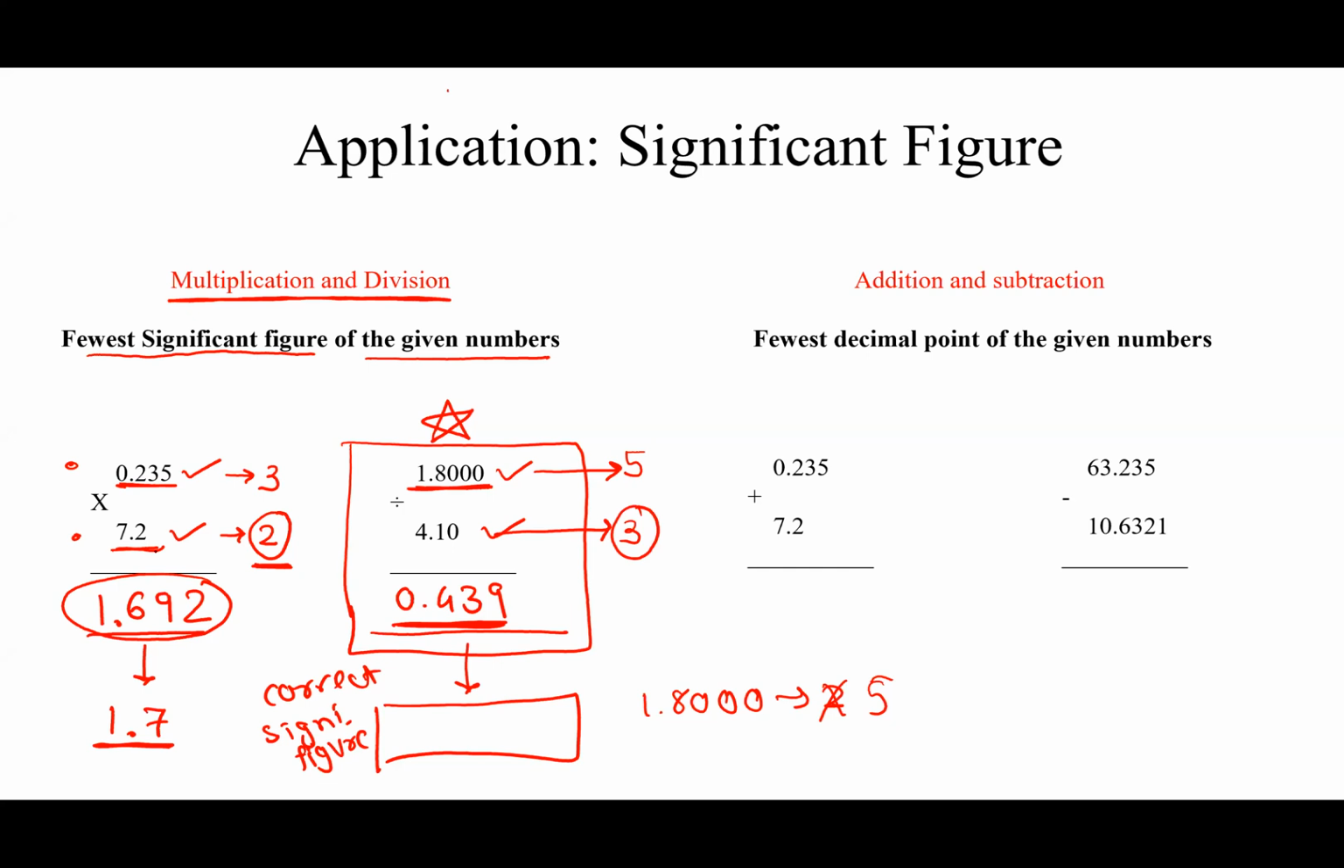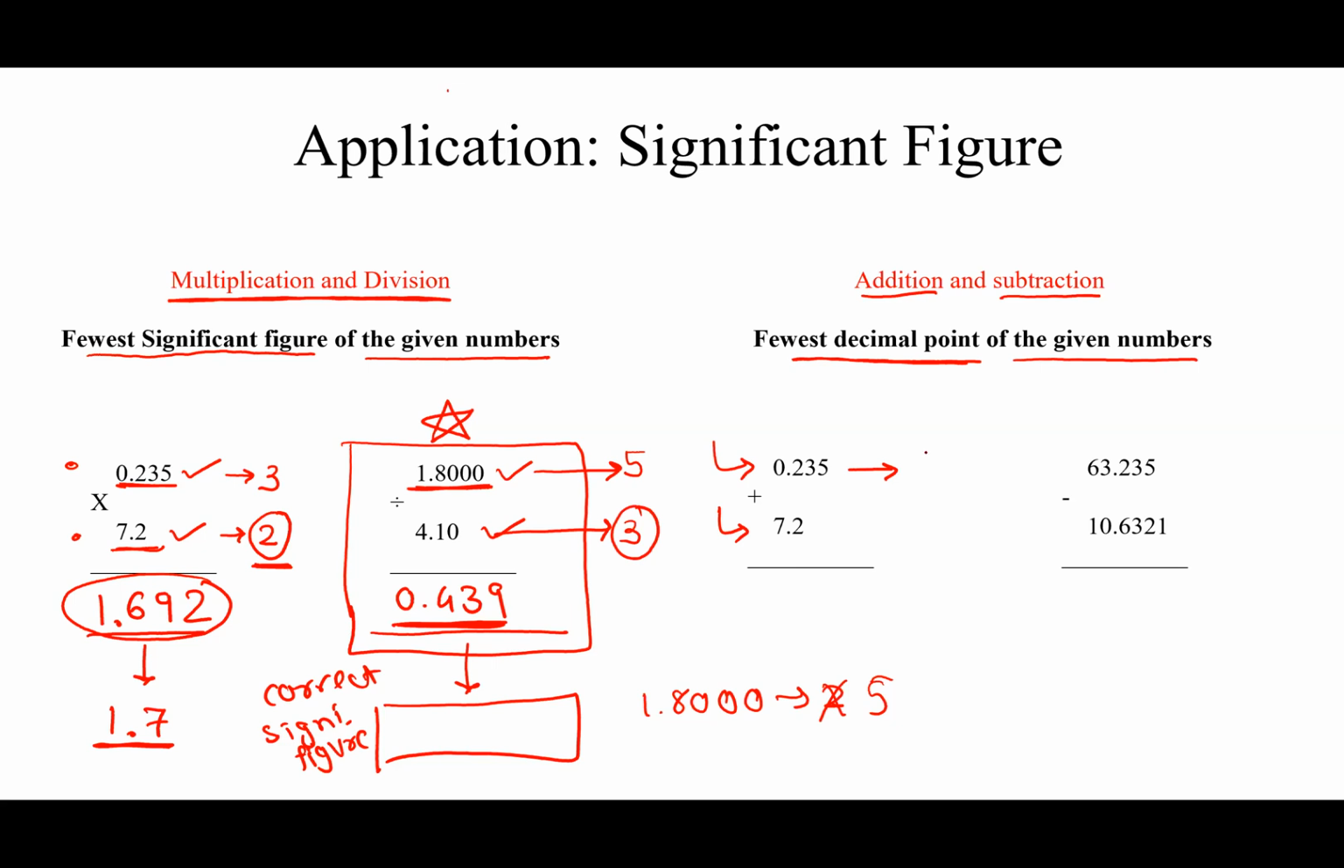However, when you do addition and or subtraction, either you're just adding two or three or five numbers, or subtracting 5 or 10 or 15 different numbers, how should you write your answer? Now remember, this has nothing to do with the significant figures of the given numbers. It has to do with the decimal place. So remember this: fewest decimal places of the given numbers. It means we're going to look at how many digits are there after the decimal place.